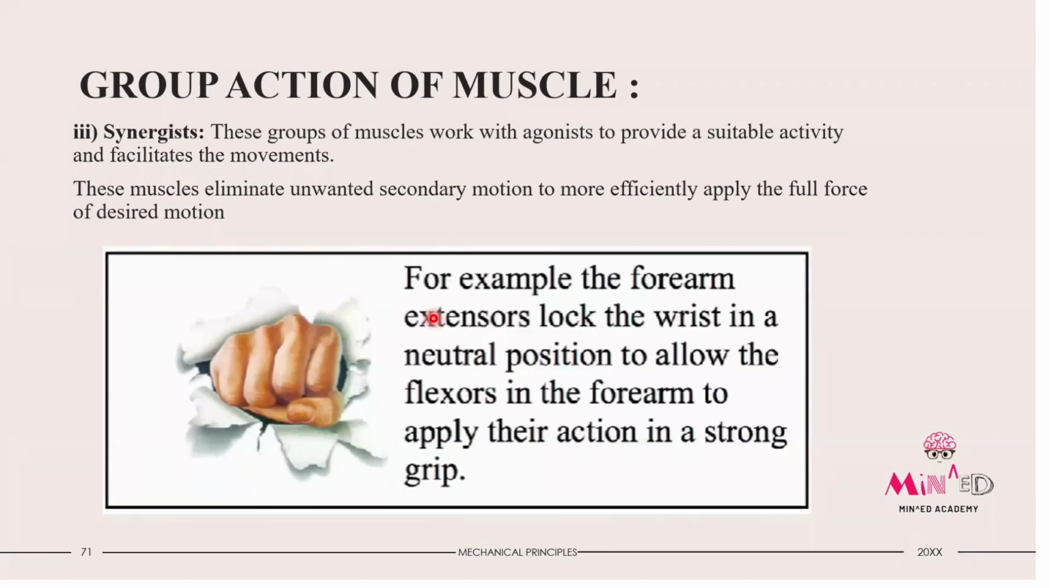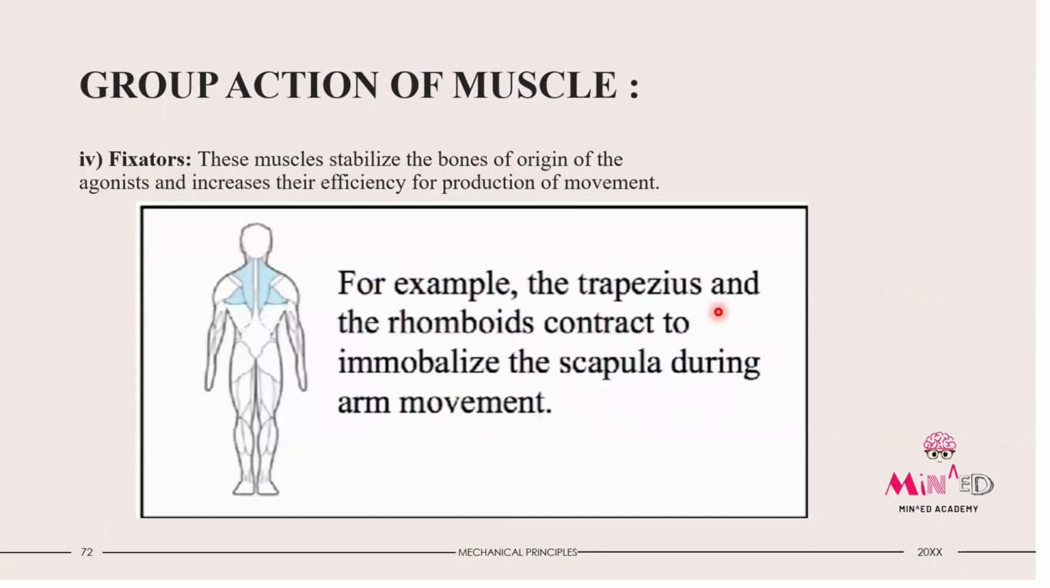And next we have the synergist. This group of muscles works with the agonist to provide suitable activity and facilitate the movement. These muscles eliminate unwanted secondary motion. For example, the forearm extensors lock the wrist in a neutral position so that the flexors of the forearm can apply a stronger grip. And last are the fixators.